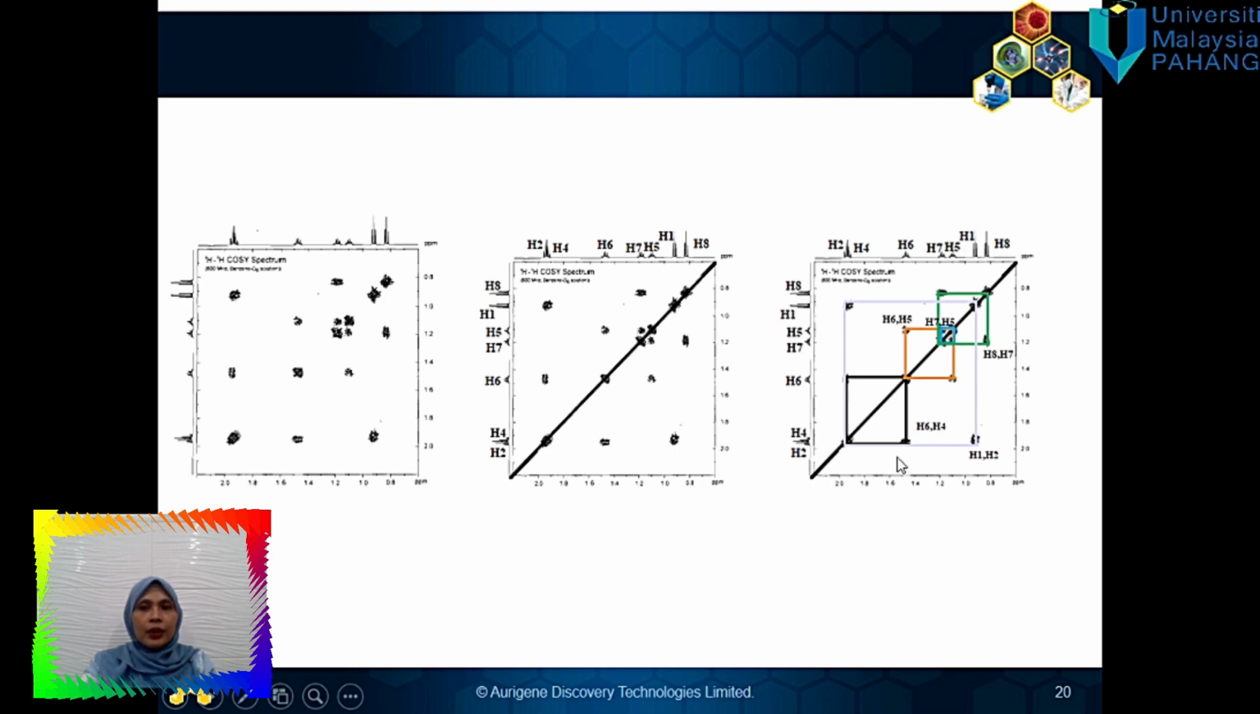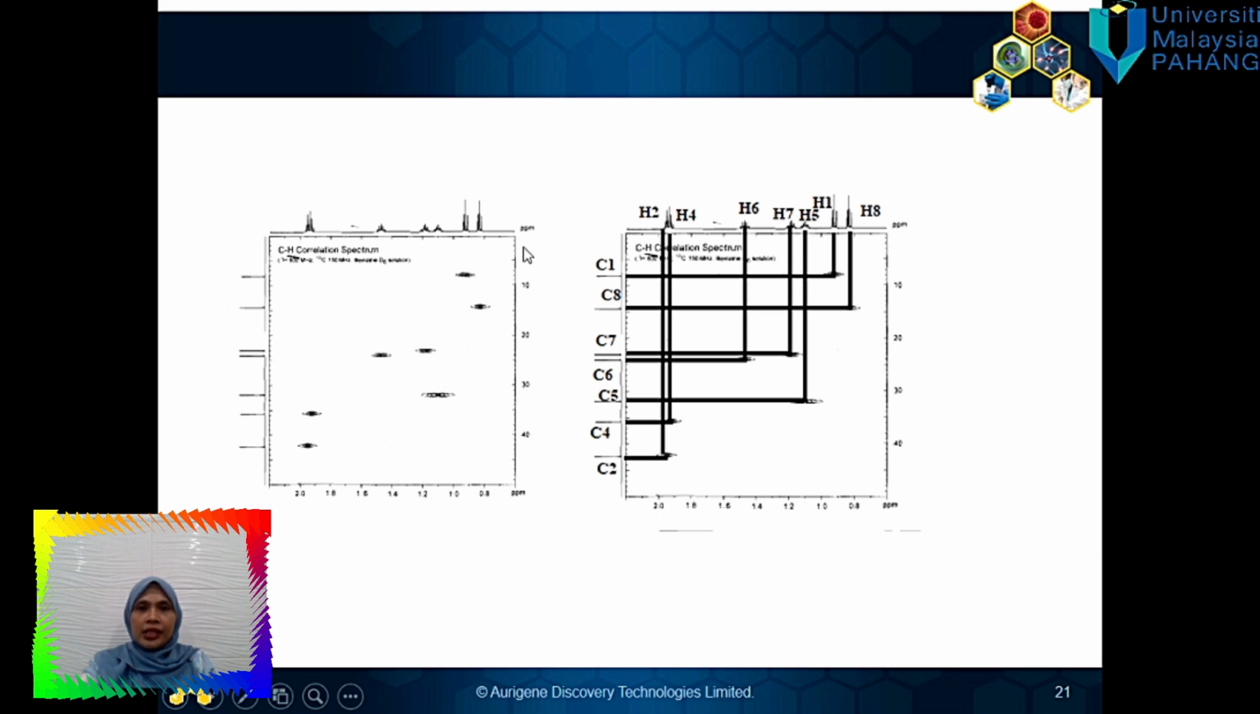So how many spots do we have? 1, 2, 3, 4. So we have 4 squares here. And then H8 and H7: green, blue, turquoise, orange, and black color. So 5 spots, 1, 2, 3, 4, 5. This means in our structure there are 5 correlations. We bear this in mind, and after this we check with the structure.